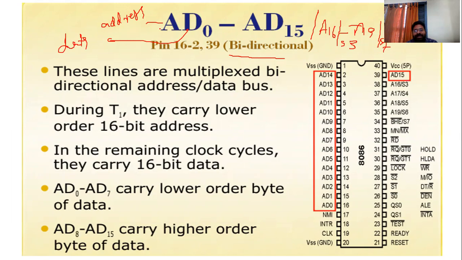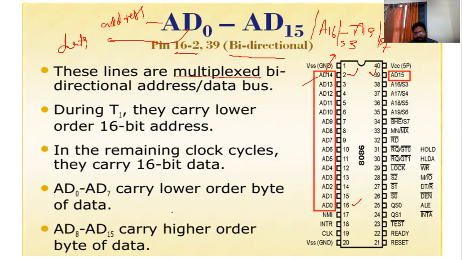At the same time, multiplex. What is the meaning of multiplex? You know the pins, the pin numbers. You see pins 2 to 16, and at the same time pin numbers 39 as multiplex. Nothing but the same pins are used for both addresses, and at the same time the same pins are used for both data. So that's what we call multiplex lines.